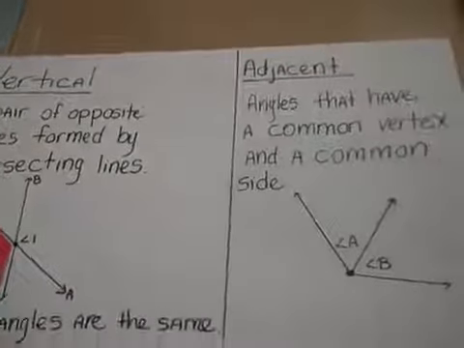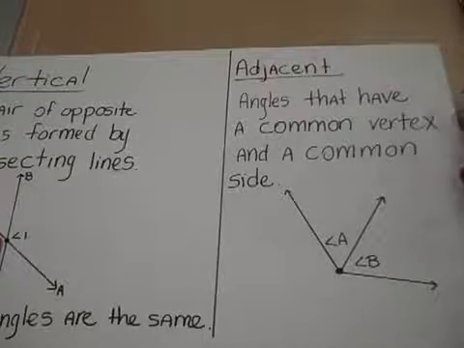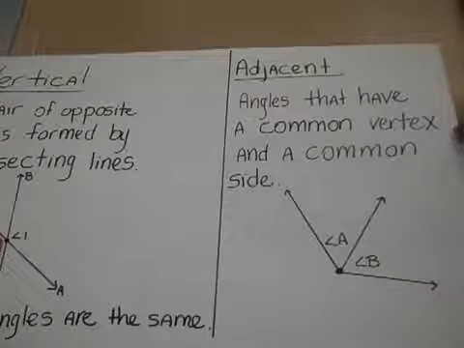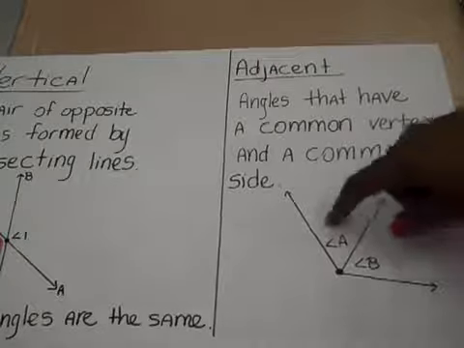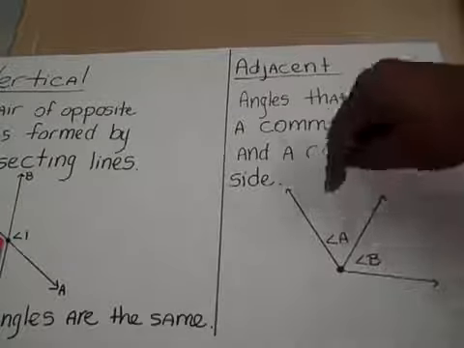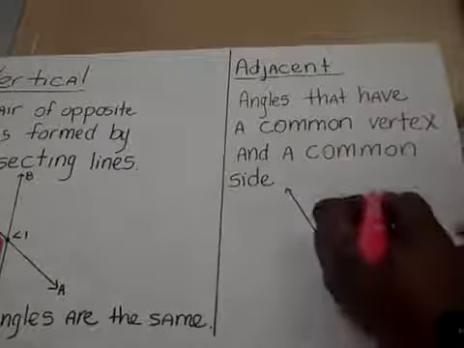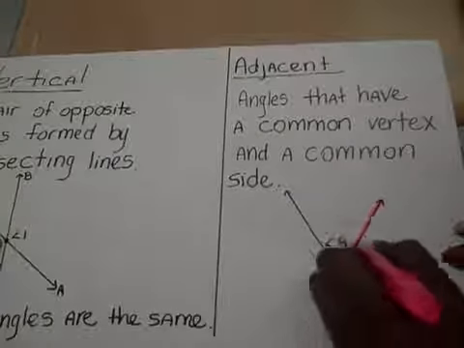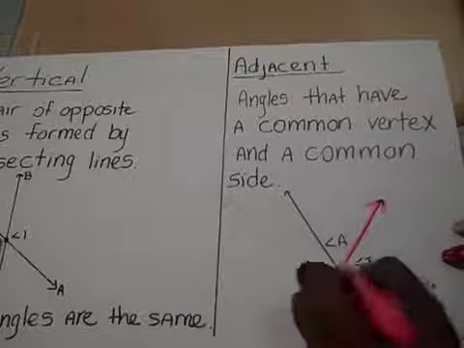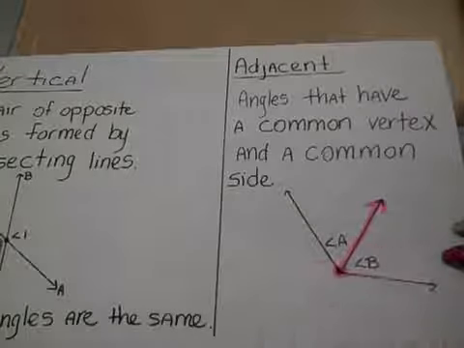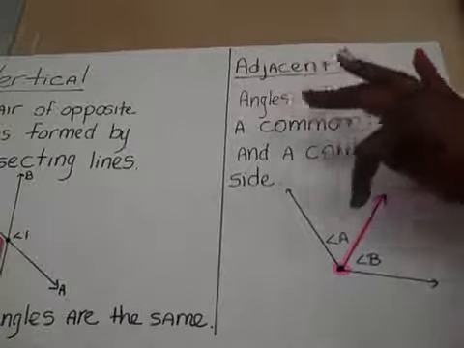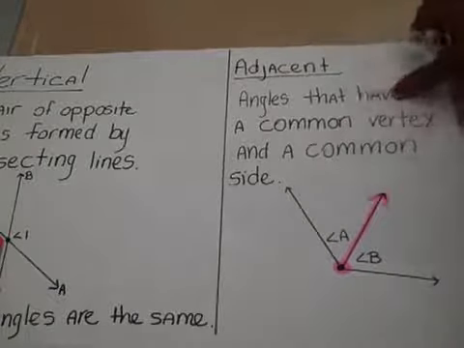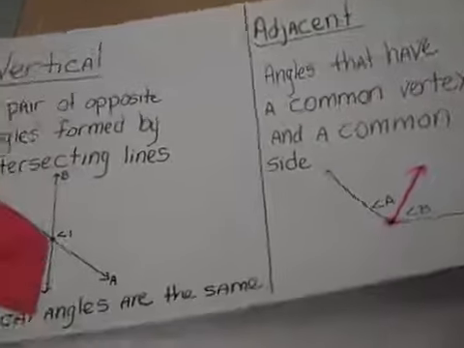And then the last angle relationship, adjacent angles, are angles that have a common vertex as well as a common side. So if you look at the diagram, we have angle 1 and angle A and angle B. Both of those angles have a common side as well as a common vertex. And since that's the case, angle A and angle B are adjacent to each other.